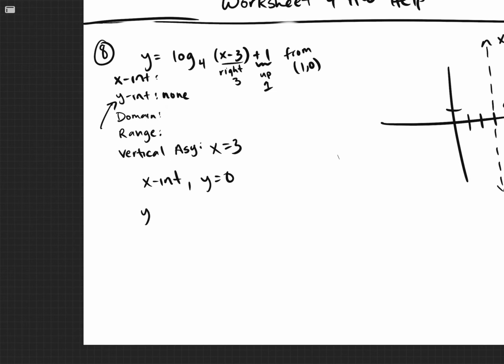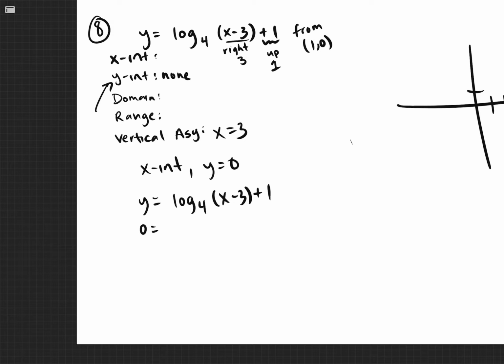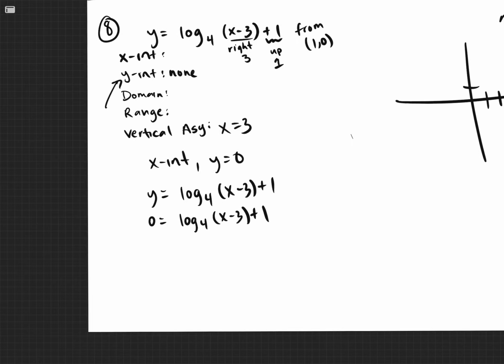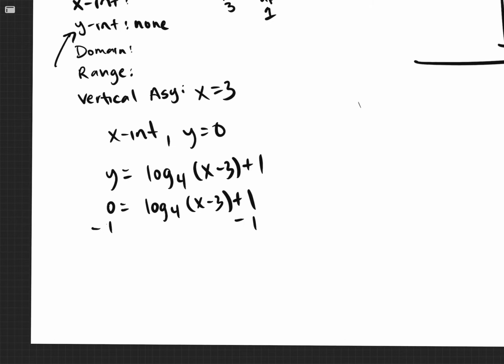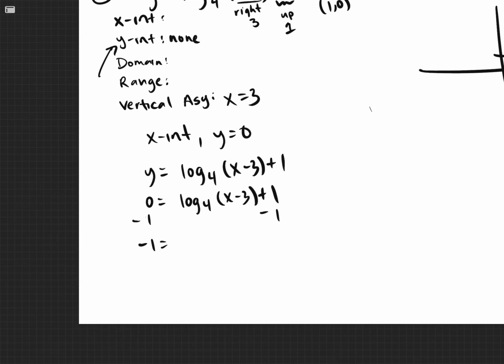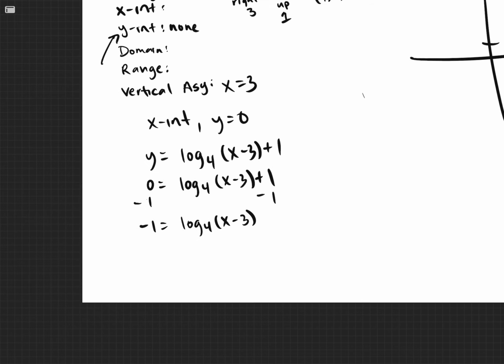Again, to find the x-intercept, we're going to replace y with 0 and solve it. So I'm going to rewrite our equation. y equals log base 4 of x minus 3 plus 1. Where I see y, we're going to put in a 0. 0 equals log base 4 of x minus 3 plus 1. And we're going to solve this for x now. So minus 1, negative 1 equals log base 4 of x minus 3.